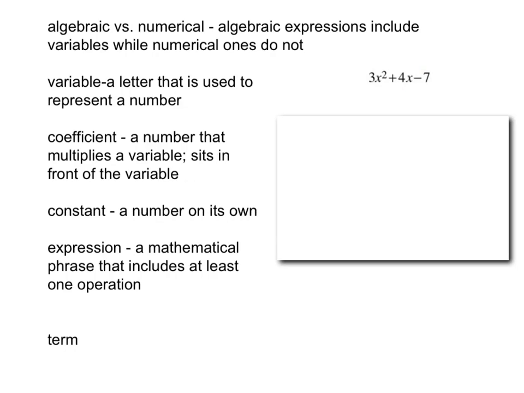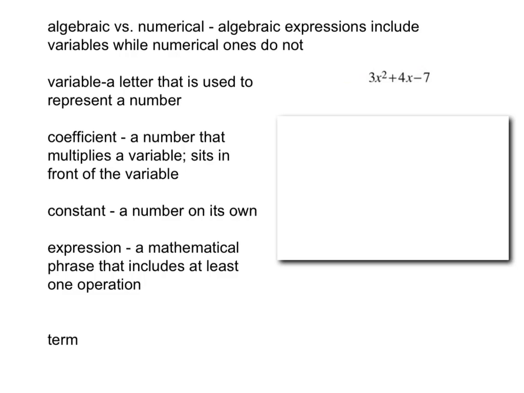Never mind. Expression is the next one, a mathematical phrase that includes at least one operation. This is an expression right over here, as I've been saying, an algebraic one. What keeps this from being an equation? Why isn't this an equation? Yes, I heard someone say it. It doesn't have an equal sign. No equal sign, not an equation.